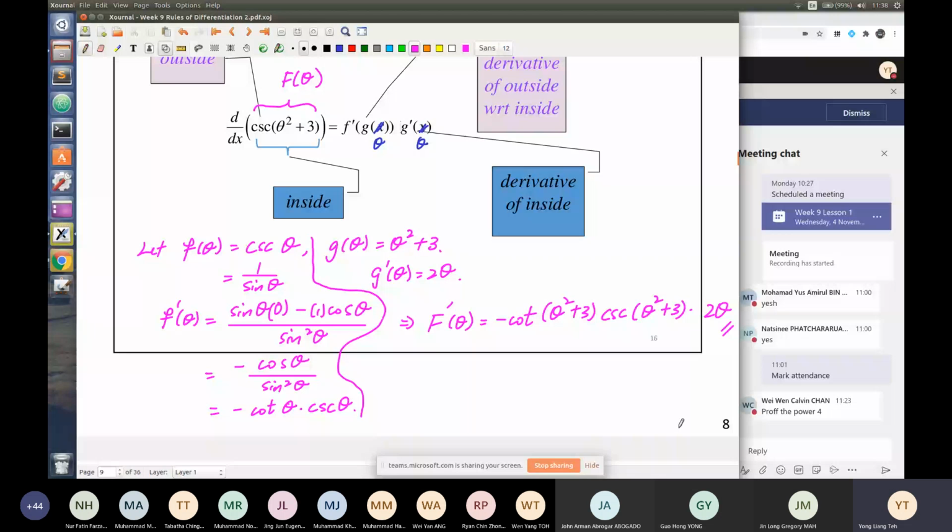Of course, I hope you recognize that you have two terms here, cotangent and cosecant. It's precisely because of this guy. Of course you can simplify, but I just leave it as it is.